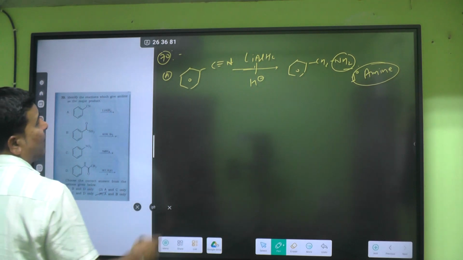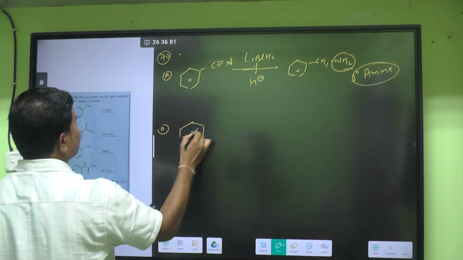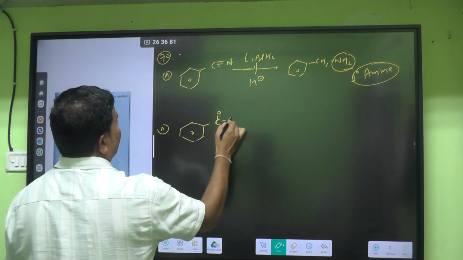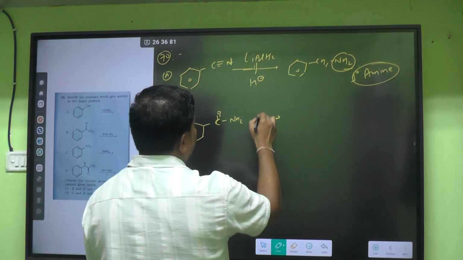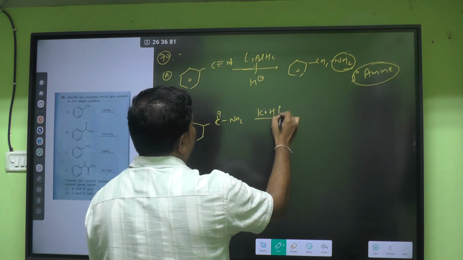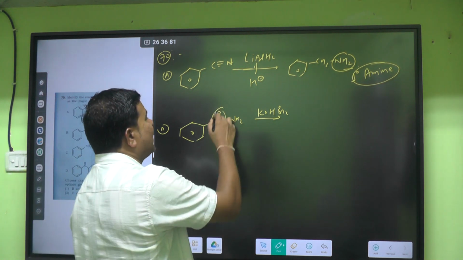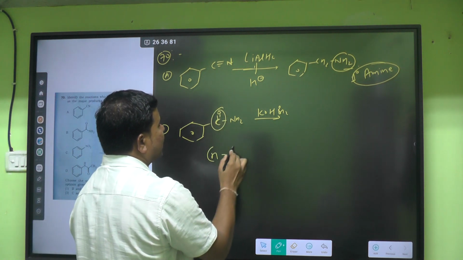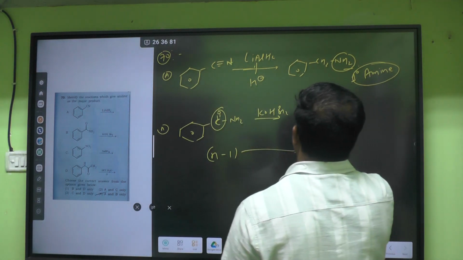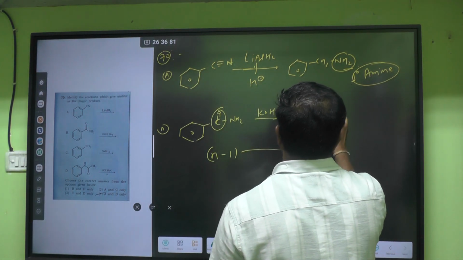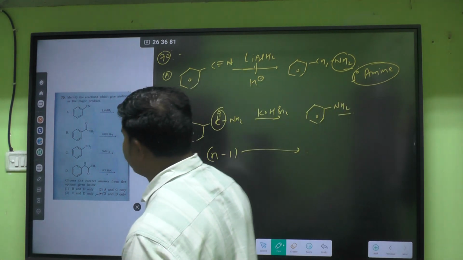Second, option B. It is the Hofmann bromamide reaction. Everyone knows the Hofmann bromamide reaction: C double bond O NH2 here with KOH plus Br2, a very important reaction. One carbon less product is formed, the number of carbons minus one. What is the product here? One carbon is removed and aniline is formed. So the correct statement is that option B is correct.